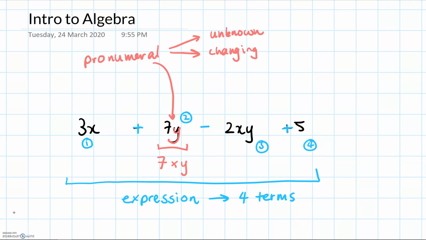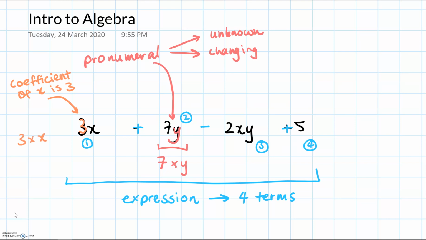Okay. The next thing you need to know is what a coefficient is. Now, a coefficient is just a number put in front of a pronumeral and tells me how many times I need to multiply that pronumeral. So for example, in my first term here, 3x, my coefficient is 3. The coefficient of x is 3. This tells me I'm doing 3 times x.